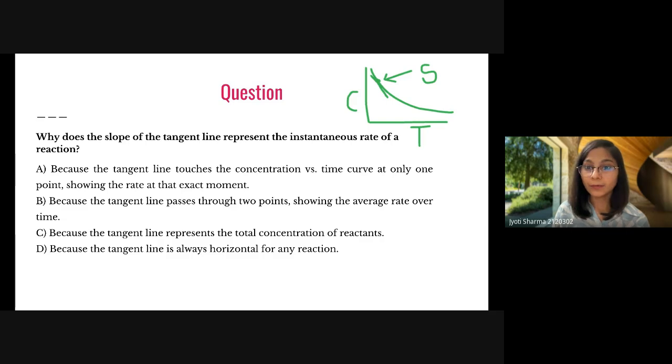Anybody want to give me the answer for this? Why does the slope of the tangent line represent the instantaneous rate of the reaction? You people can write in the chat box. You people can also communicate with me. Unmute yourself and you can write. So what should be the right answer for this question? A, B, C, D.